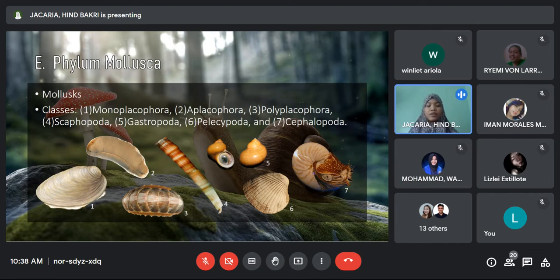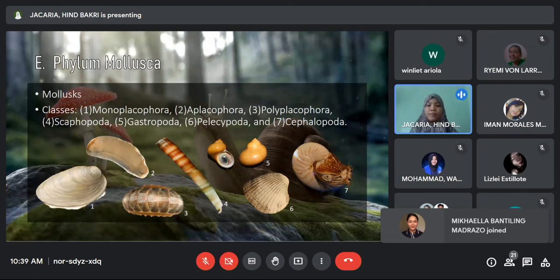Then Scaphopoda, they have shells and mantle slender, tubular and open at both ends, as you can see in the number 4 picture. Then the next is Gastropoda. They have univalves with shells, usually spiral, as you can see in the number 5, commonly with tentacles and eyes, with large foot for holding fast and creeping.